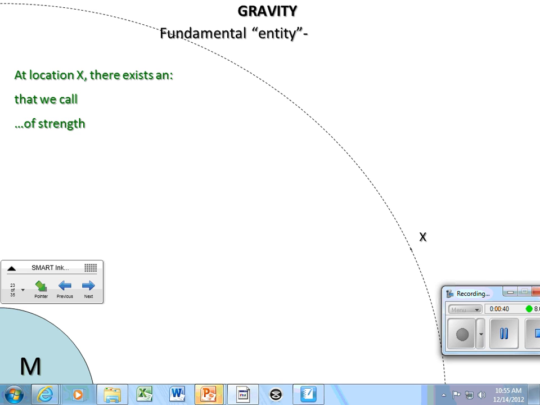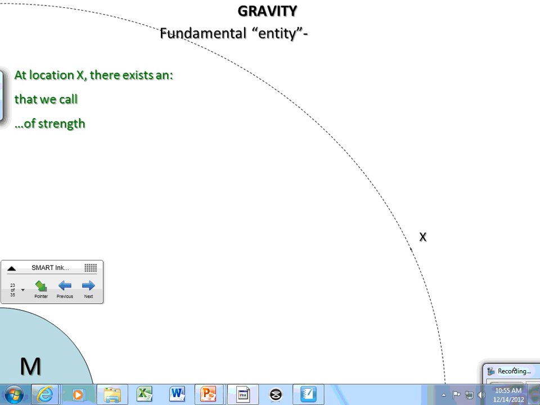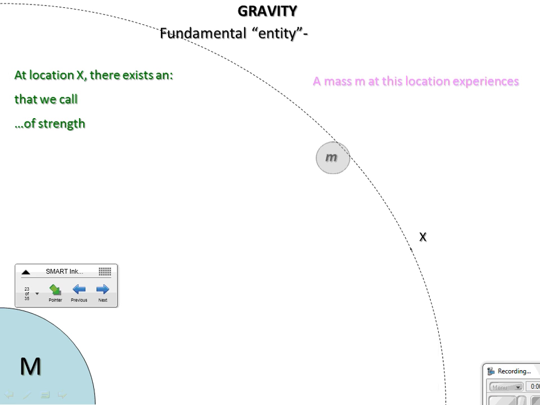Okay, so let's talk gravity stuff. We say that at location x, here's location x over here. At location x, right here, there exists a gravitational field that we call little g.